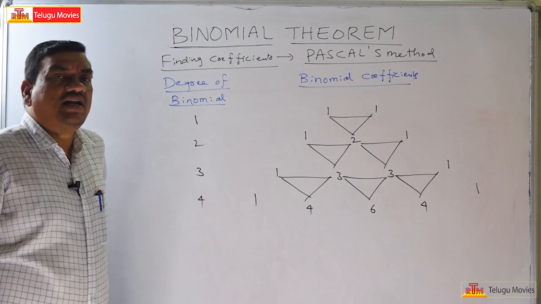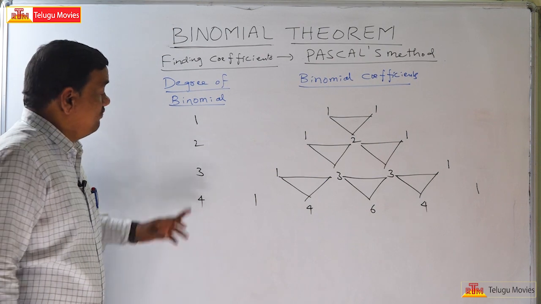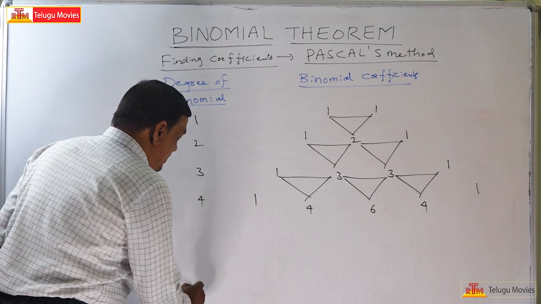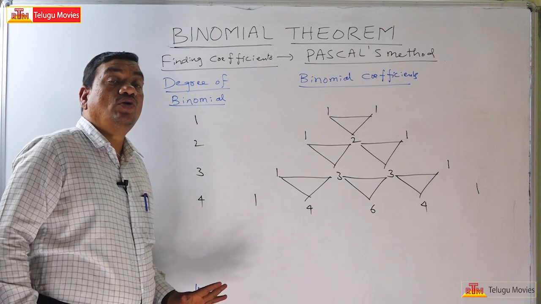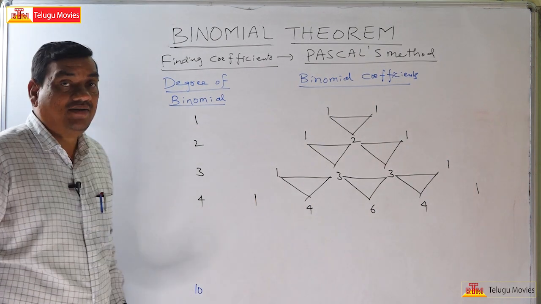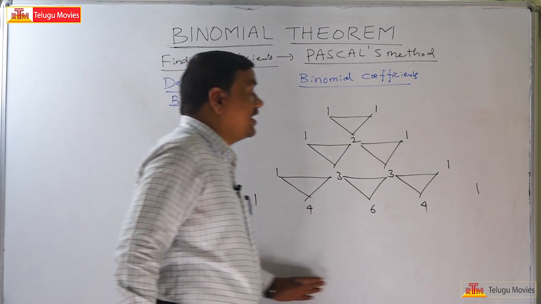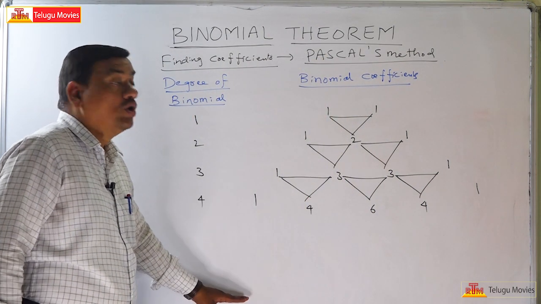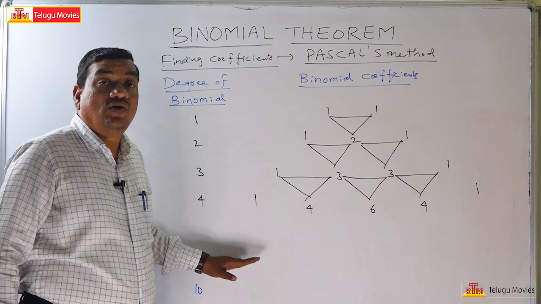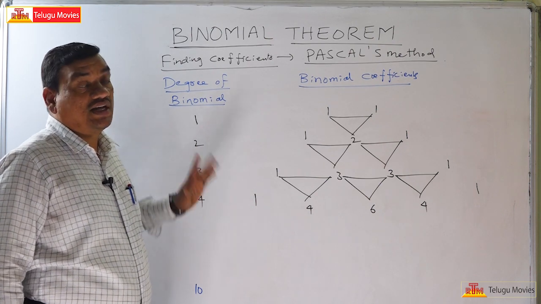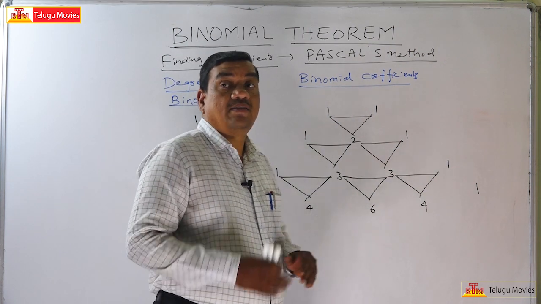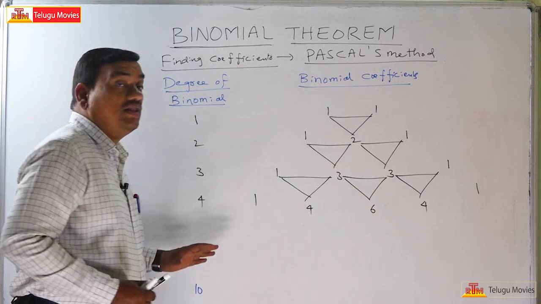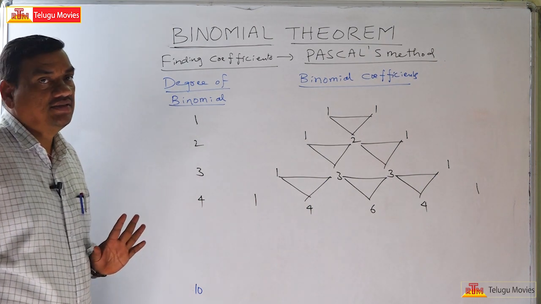Okay. It is also a very nice idea, but it is very difficult if the degree is large. For example, if the degree of the binomial is 10, then how many terms will come? There will be 11 terms. So if you want to find the 10th row, you have to know the 9th row. If you want to find the 9th row, you have to find the 8th row. So all the coefficients depend upon the previous coefficients. Understand this? That's why this method fails, but the idea is very nice.